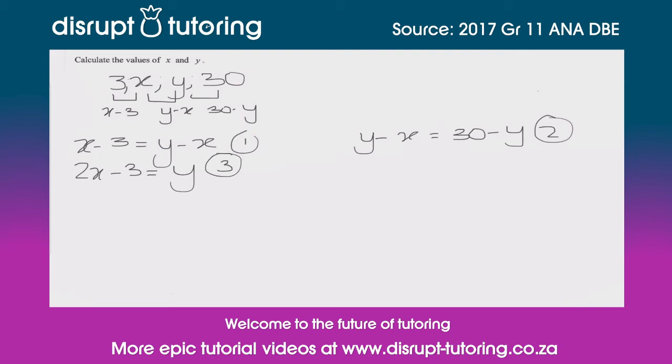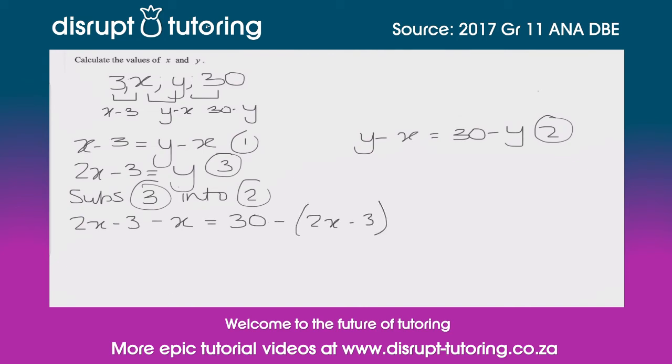Now, because I've manipulated equation 1 to get equation 3, I need to substitute 3 into 2, and I'm going to tell the marker that. I'm going to say, now I'm going to substitute equation 3 into equation 2. And to do that, wherever I see a y, I'm going to plug in my 2x minus 3. So 2x minus 3 minus x equals 30 minus, open up our brackets, 2x minus 3. Right, let's simplify these x's quickly. So that's 2x minus x gives me a single x, minus 3 equals 30 minus 2x plus 3.